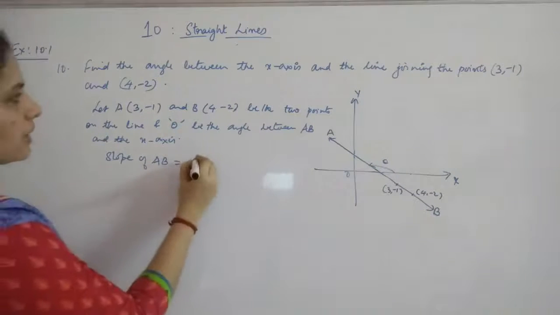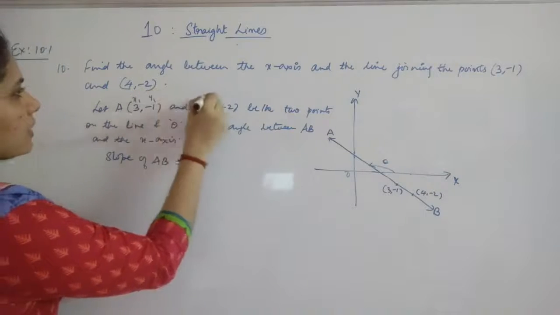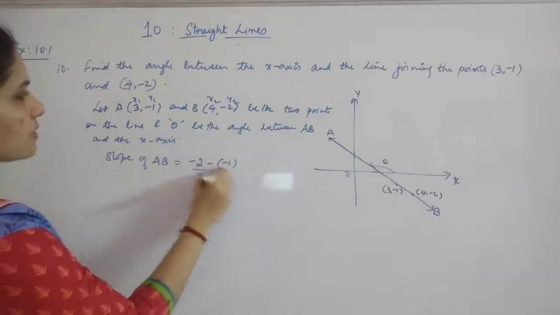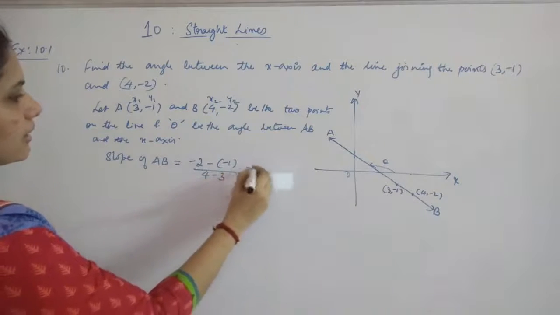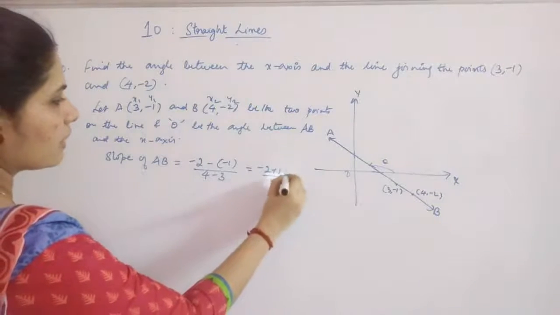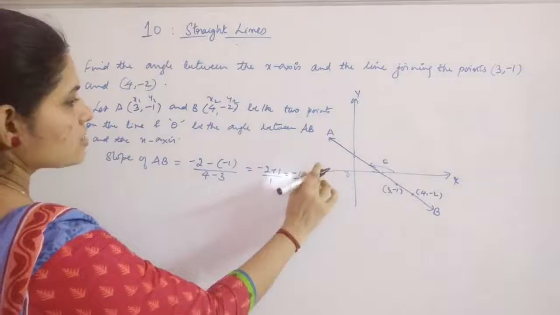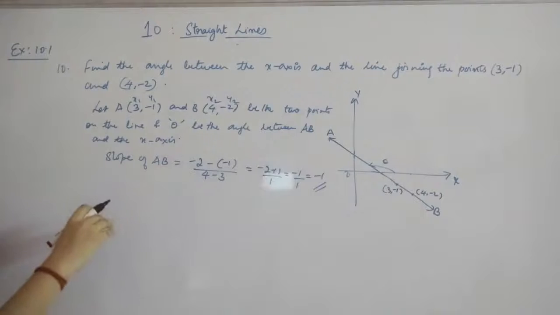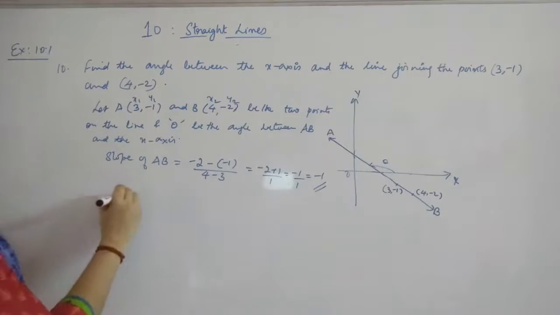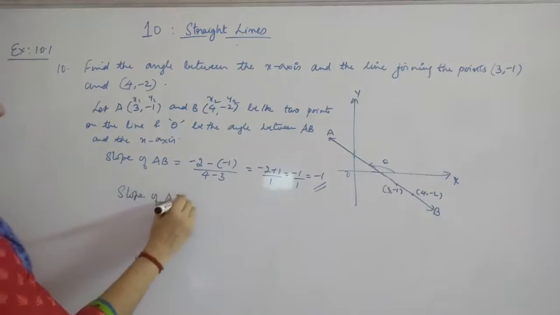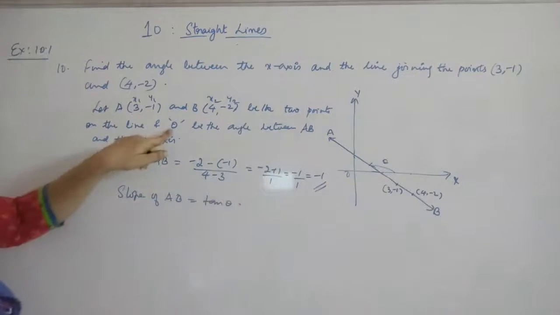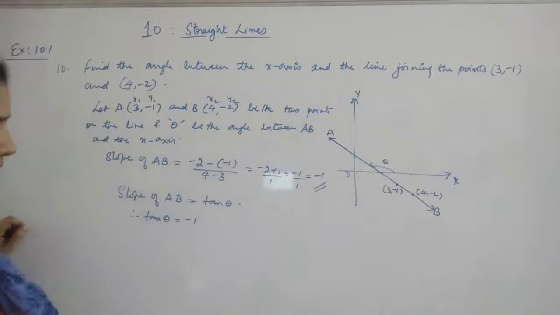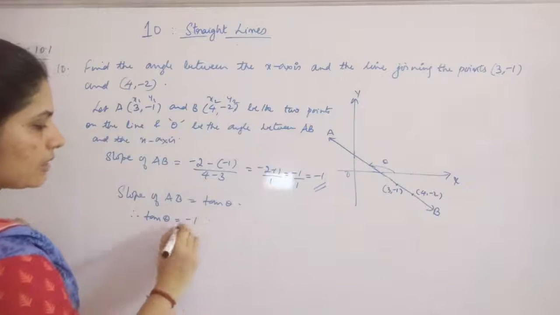Okay, the slope of AB will give you y2 minus y1 by x2 minus x1. So what is y2 minus y1? It will give you minus 2 minus of minus 1 divided by 4 minus 3. So it is minus 2 plus 1 by 1, or minus 1 by 1, that is minus 1. So the slope is minus 1. Now this value can be used in the other method, that is, the slope of AB is also tan theta if theta is taken as the inclination.